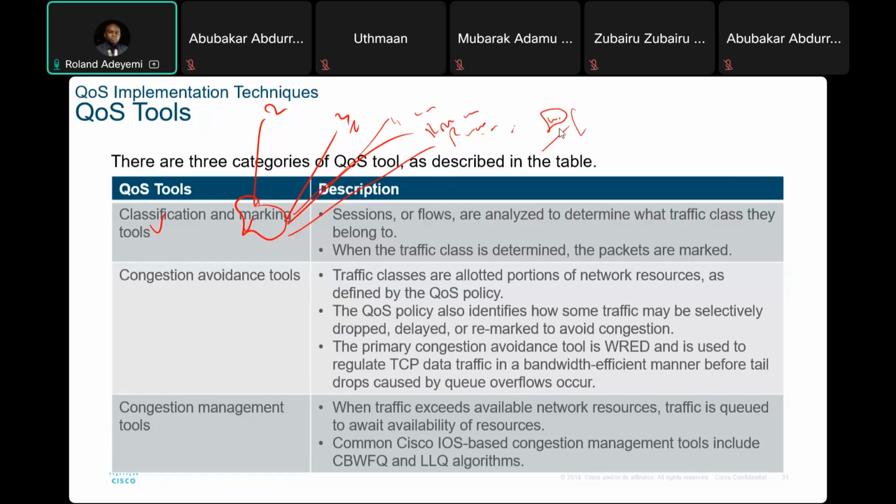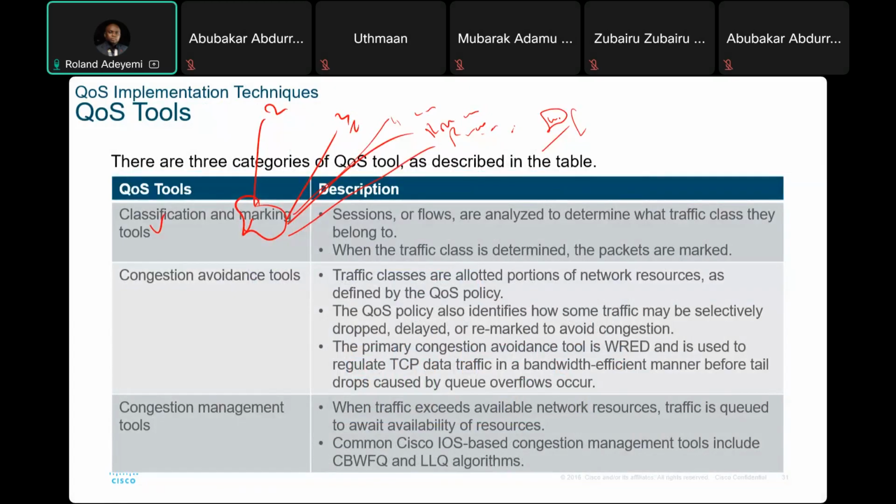There are so many things inside of it. It is low priority, but I don't want it to be dropped. When it comes to the queue, you can queue it later. But when it comes to dropping, I don't want it to be dropped. So I can make all kinds of decisions when it comes to marking and deciding on how the packet will be treated.